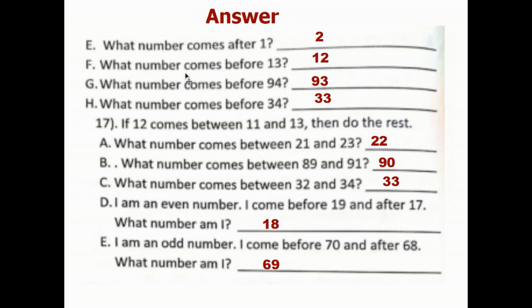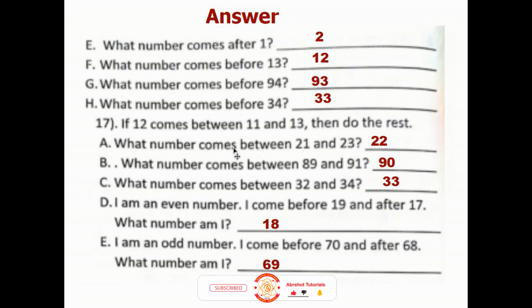Second one, what number comes before 13? Before 13 there is what? 12. When you count by 1, there is 12 before 13. And what number comes before 94? It's 93. What number comes before 34? That is 33. That is subtracting 1 from each. If 12 comes between 11 and 13, then do the rest.